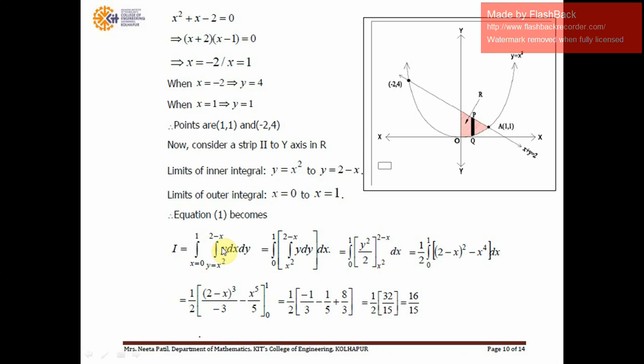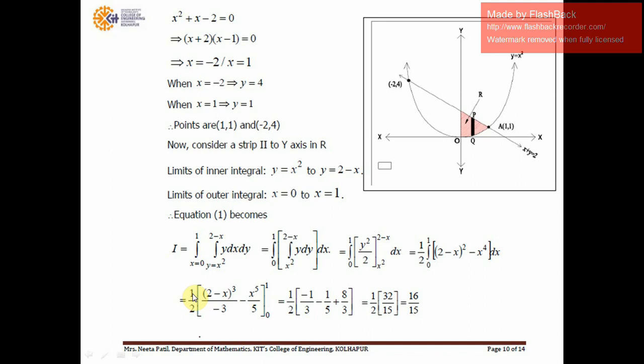As the limit of inner integral is for the variable y, we integrate the function first with respect to y and then with respect to x. So it is equal to the integration from 0 to 1. Take the integration of y with respect to y, we get y square upon 2, upper limit 2 minus x, lower limit x square. That is equal to 1 upon 2 integration 0 to 1, put y is equal to 2 minus x upper limit, we get (2 minus x) square, minus put y is equal to x square lower limit, we get x to the power 4, into dx.